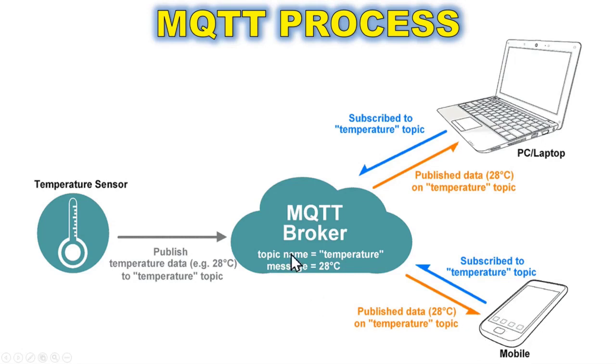The MQTT broker will send the published data, for example, 28 degrees Celsius on the Temperature topic, to the two clients, namely the laptop PC and then the mobile phone.